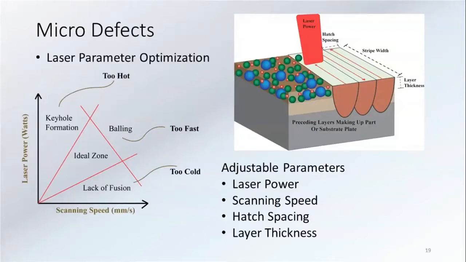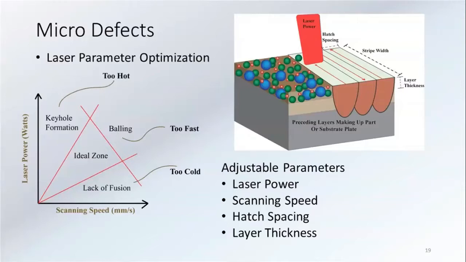It's the same thing that happens in welding. Lack of fusion defects, you usually don't have enough laser power. Those are overall the ones we're most concerned with. They tend to account for most of the build failures when we're doing a tensile test or fatigue test.